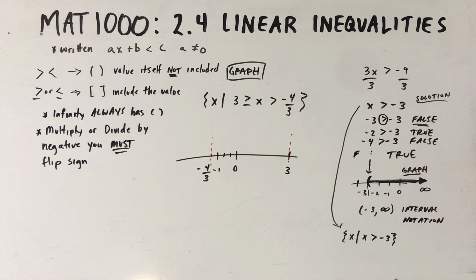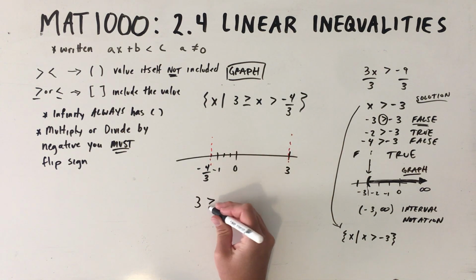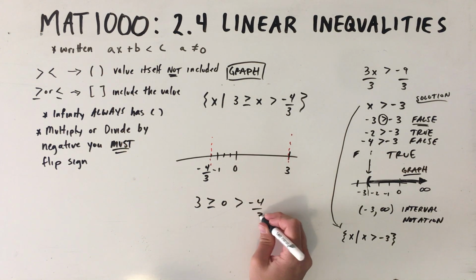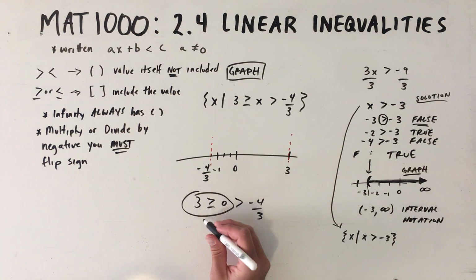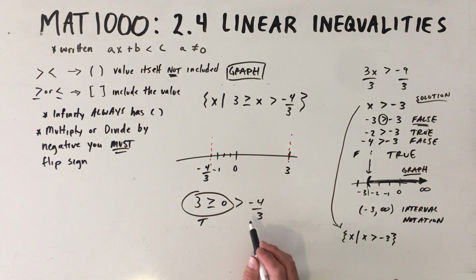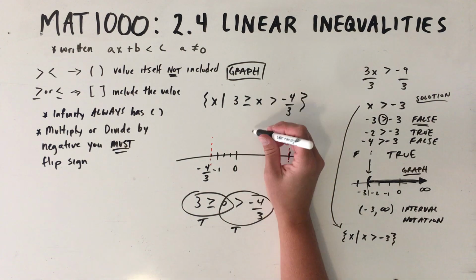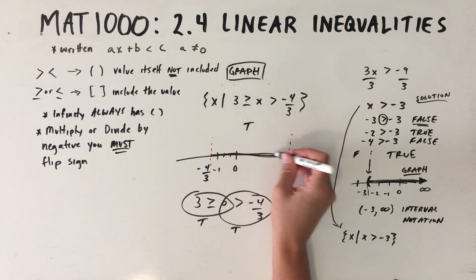Okay, so 3 is greater than x. I'm going to plug in the value of 0 in the middle here. If x were 0, is this statement true? 3 is greater than or equal to 0. That's true. 0 is greater than -4/3. This is also true. Okay, so I know that this in here, the values between here and here, are true.